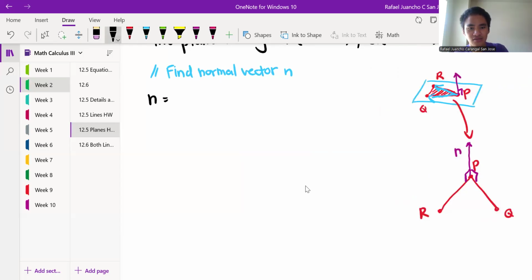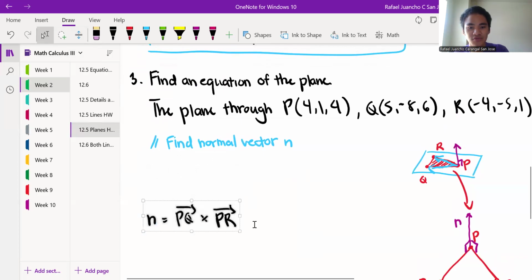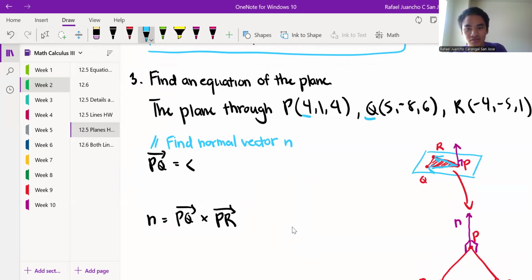So N is PQ cross PR. Now we have yet to find PQ and PR. So that's what we want to do first. So let's not get ahead of ourselves. So PQ is just the difference of their components. I underlined the wrong thing. Their X, Y, and Z components. So from P to Q, how many units do we need to take? Well, from 4 going to 5, we need 1 unit. So we just subtract basically. And same goes for Y and Z.